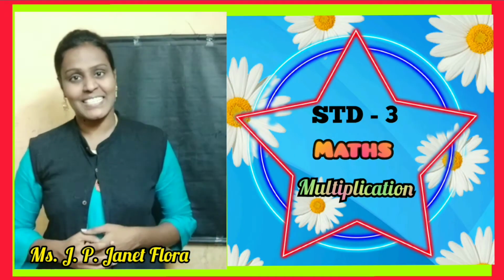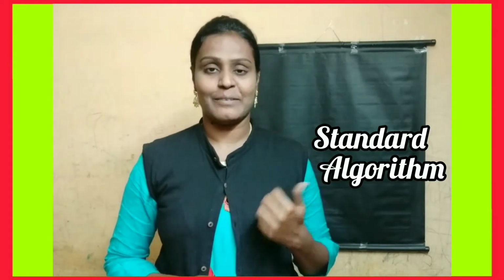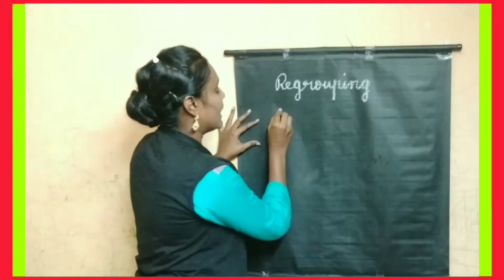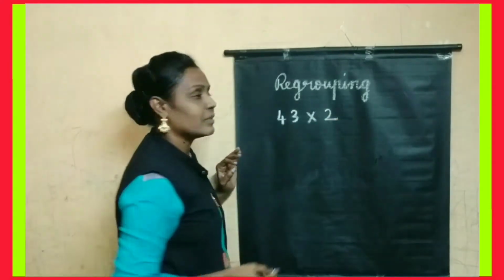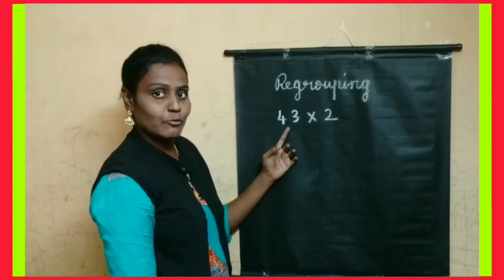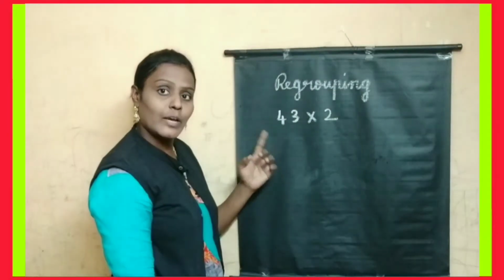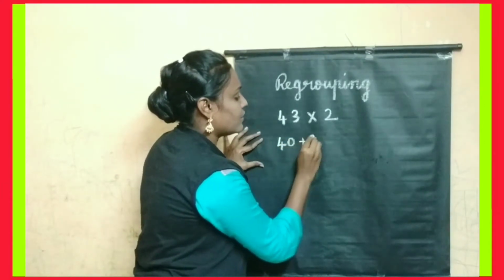Welcome to Maths class. Last class we learned multiplication in regrouping and multiplication using standard algorithm. Shall we recall? First, multiplication in regrouping. Here we have 43 multiplied by 2. First, we are going to regroup the multiplicand, that is 43. 43 can be regrouped into 4 tens plus 3 ones.